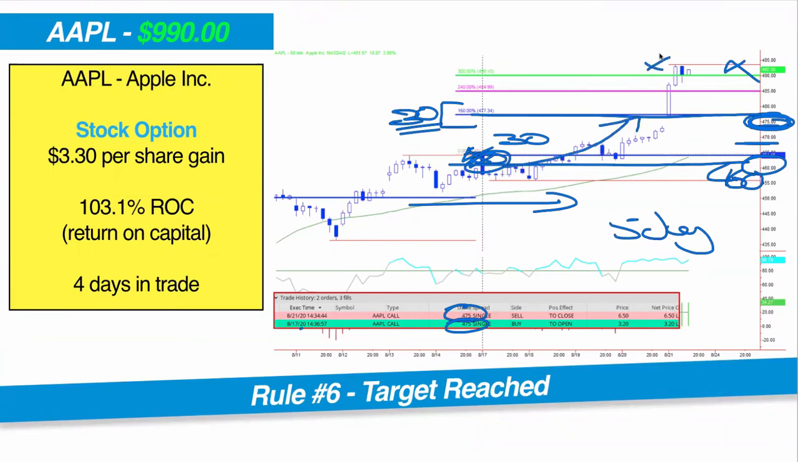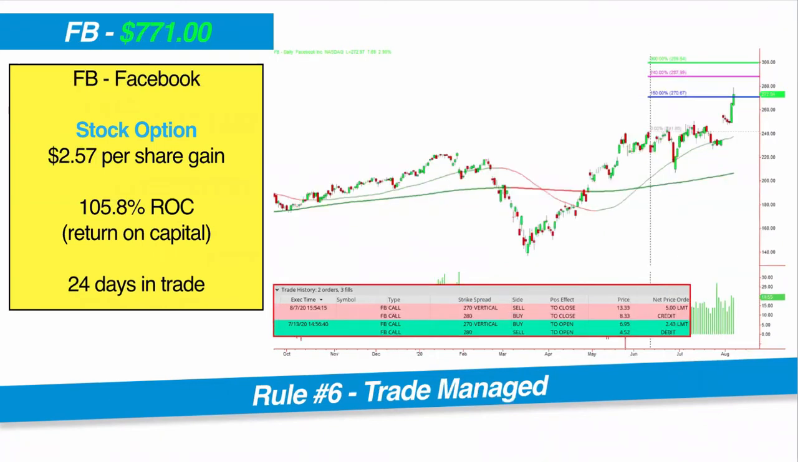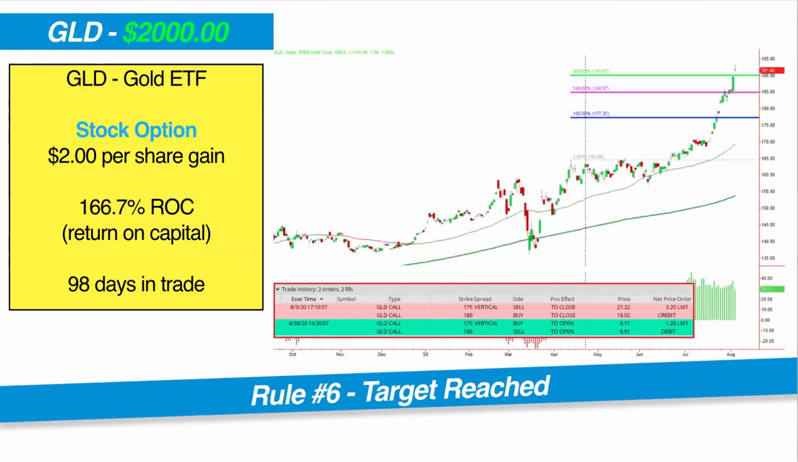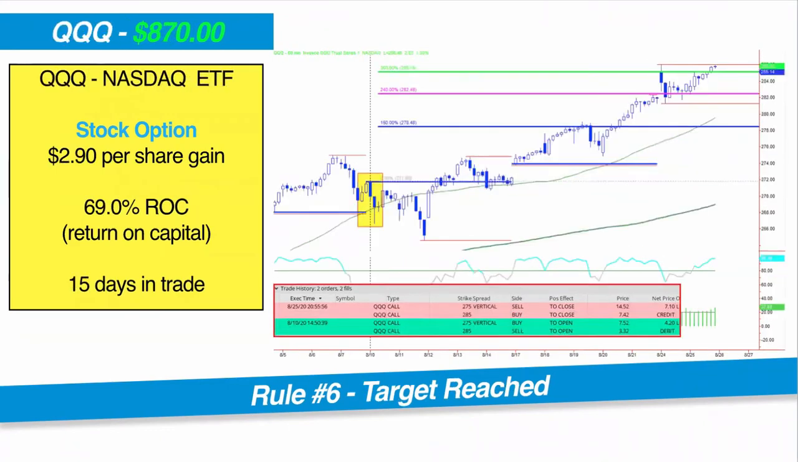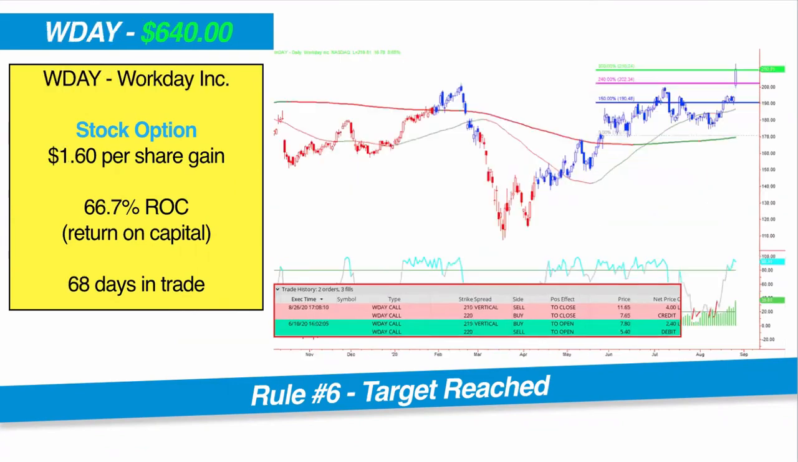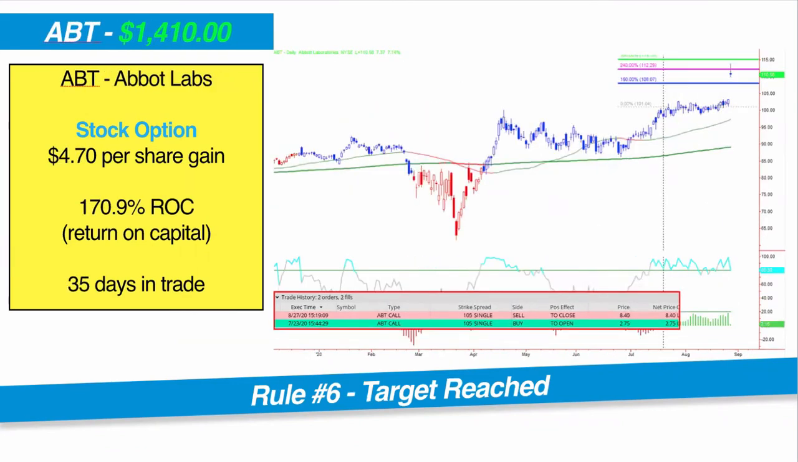Now, in this case, it did go in the money, but you don't need to see price go in the money to make money with options. Facebook was similar. QQQ was similar. Workday was similar. Abbott was also similar. They were all slightly out of the money to be able to make money.